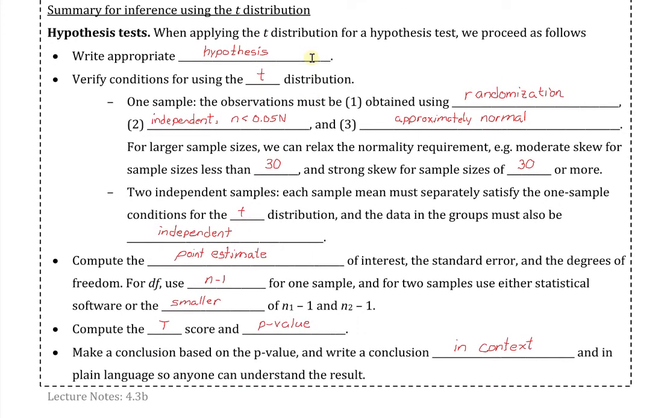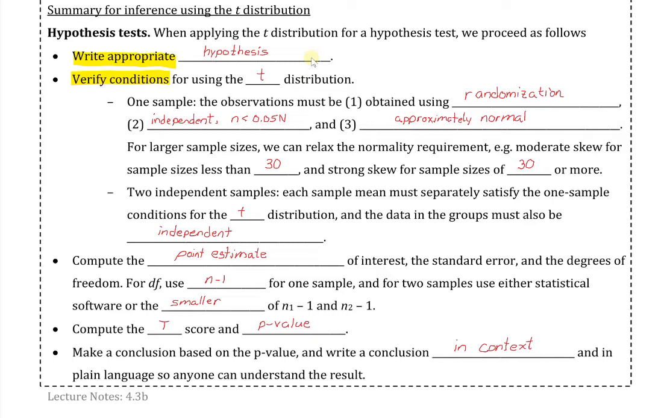So let us give a summary of the process used to test hypotheses about the difference of sample means. When performing a hypothesis test regarding sample means, we start by writing appropriate hypotheses. We must also verify the conditions required for using the t-distribution. Recall, if we had one sample, the observations must be obtained using randomization. They must be independent, or less than 5% of the population, and approximately normal.